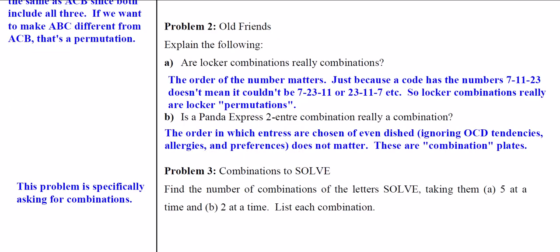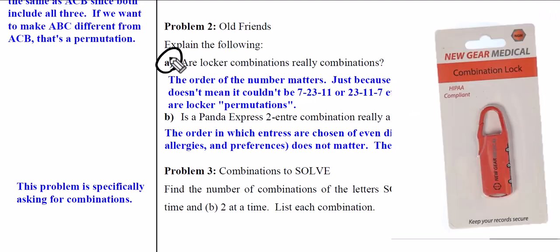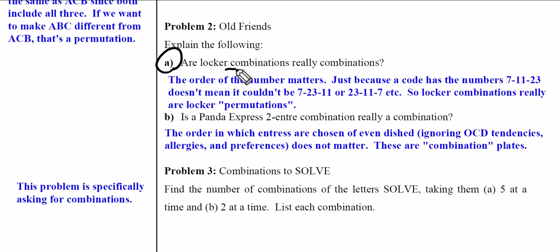So let's revisit a couple of problems that we did a while back. Locker combinations. Recall that a locker combination has dials on it, numbers. Should it really be called a locker combination, knowing that we have the word combination in our vocabulary now? Well, with a combination, the order of numbers doesn't matter. But when you do a locker combination, we may know what the three numbers are, but we have to make sure we do them in the right order. Otherwise, the lock will not open.